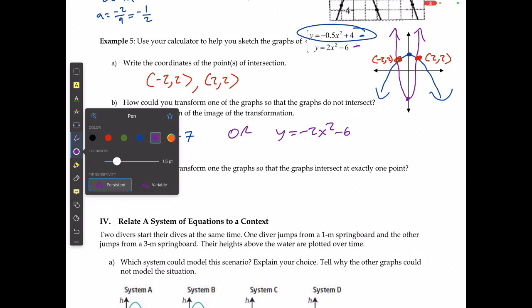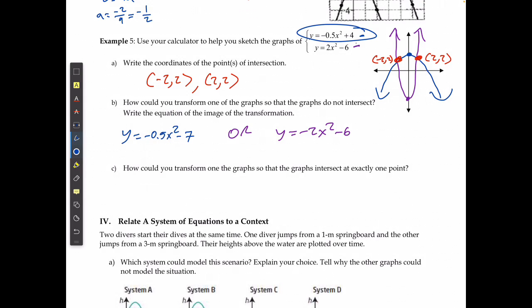So I could take the first equation, and I could say that if it was y is equal to negative 0.5x squared minus 6, then it's going to match the second one and it'll touch once. Or, for the second one, I could say that's going to be y is equal to 2x squared plus 4, and the same thing would happen.